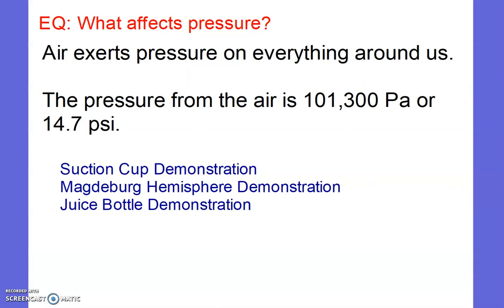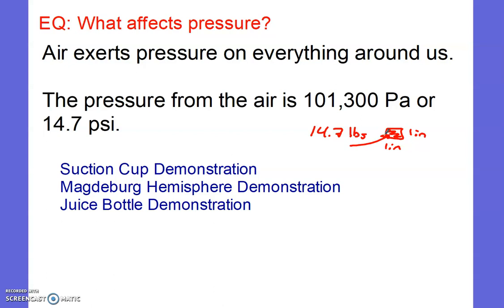One of the things we said was that air exerts pressure on everything around us. And the pressure from the air is enormous. It is 101,300 pascals, which is the same as 14.7 psi. What that means is that for every square inch of your body, that's a square that is 1 inch on each side, there is 14.7 pounds of air pushing on that spot. That's a lot of square inches on your body. So that's a lot of pounds of air pushing on you.